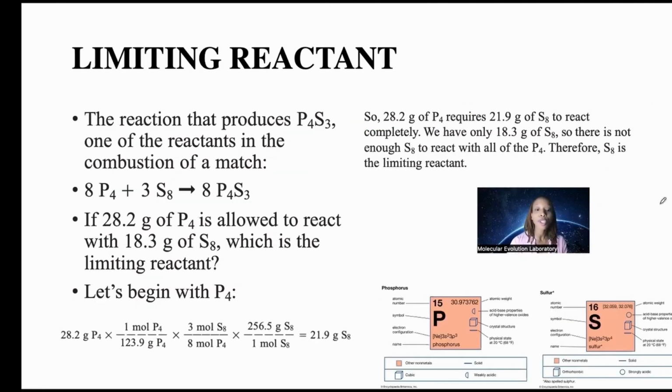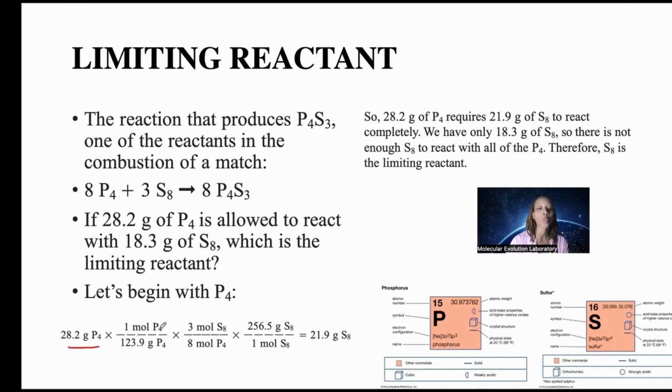The reaction that produces tetraphosphorus trisulfide, one of the reactions in the combustion of a match, is 8P4 plus 3S8, which basically gives you 8P4S3. If 28 grams of P4 is allowed to react with 18 grams of S8, which is the limiting reactant? So it's the same thing again. You get 28 grams of P4.